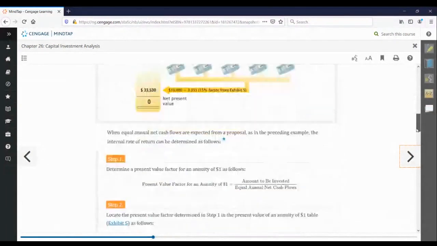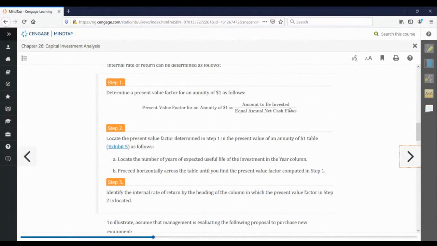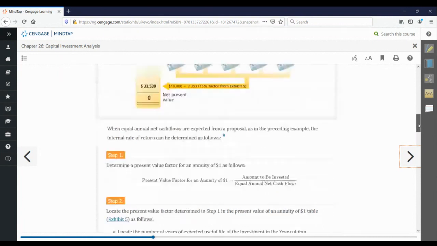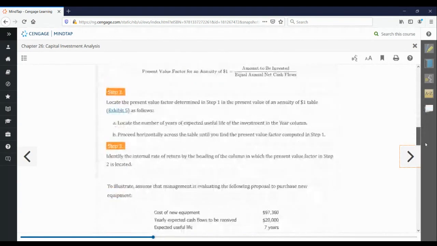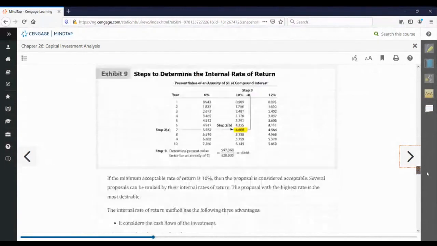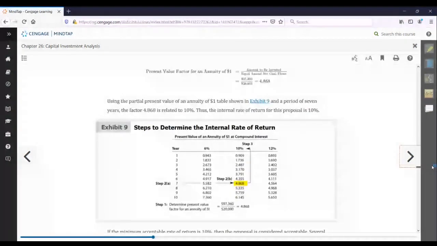So to figure out the internal rate of return, we need to know the amount to be invested divided by the equal annual net cash flows. That will give you a present value factor for an annuity of 3.353. Since you knew that this asset had a useful life of 5 years, you would go to the table, that is the annuity table, scroll down 5 years and across to 3.353, and then scroll up, and that will give you your internal rate of return.